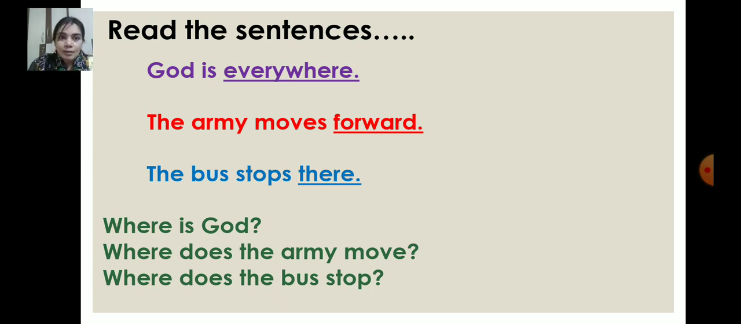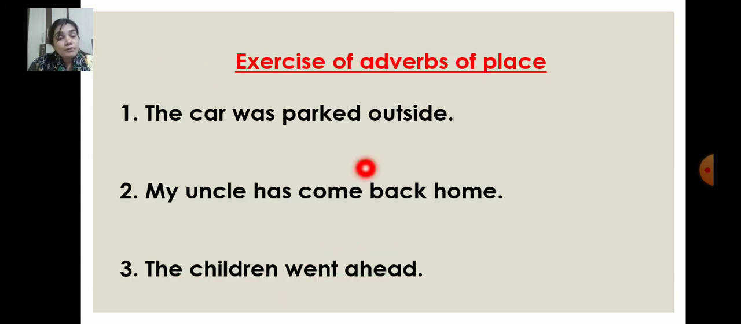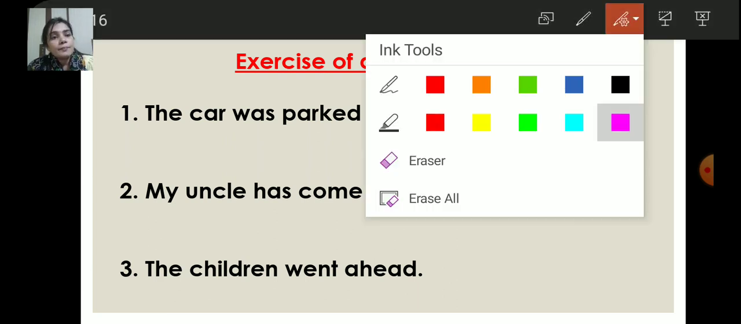Okay. Now exercise for adverbs of place. The car was parked outside. My uncle has come back home. The children went ahead. Now for the adverb of place, you will ask the where question. So the car was parked outside. So where was the car parked? Outside.